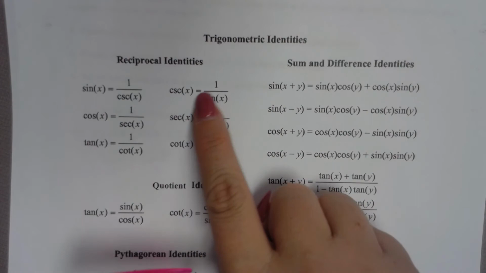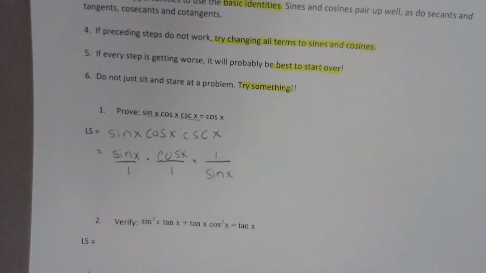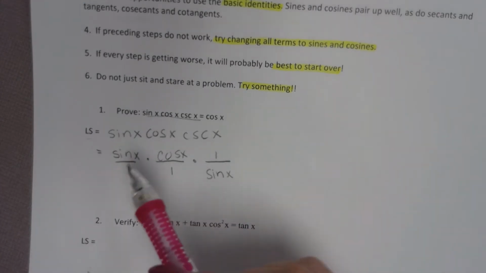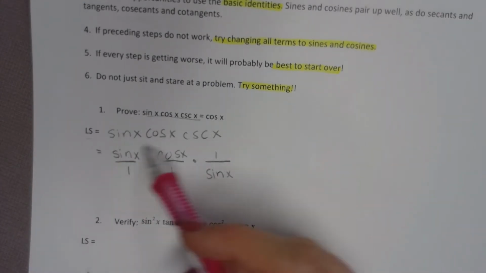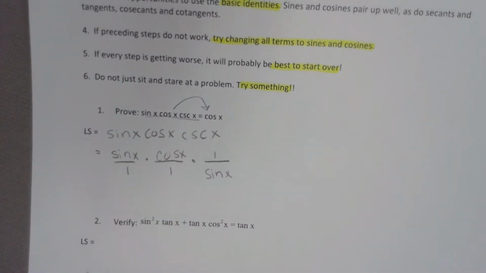You can also notice that here on our sheet, cosecant equals 1 over sine. So I'm going to change all of them to sines and cosines. Now if we look here, we're going to see if we can do any kind of math so that I can get to just cosine of x.